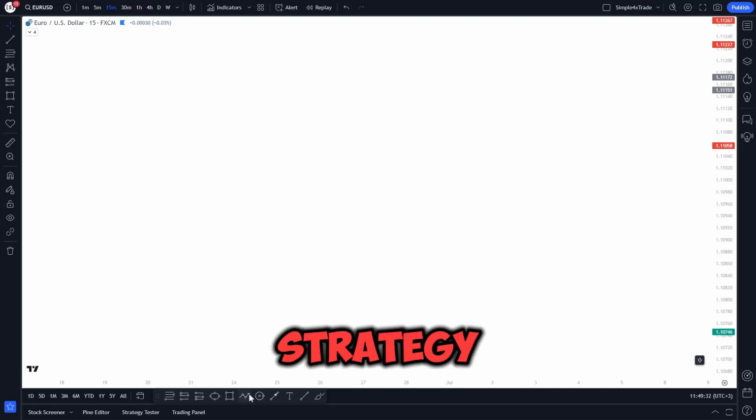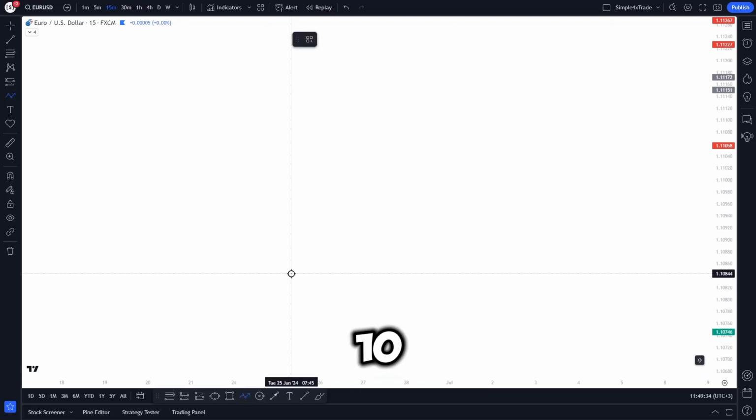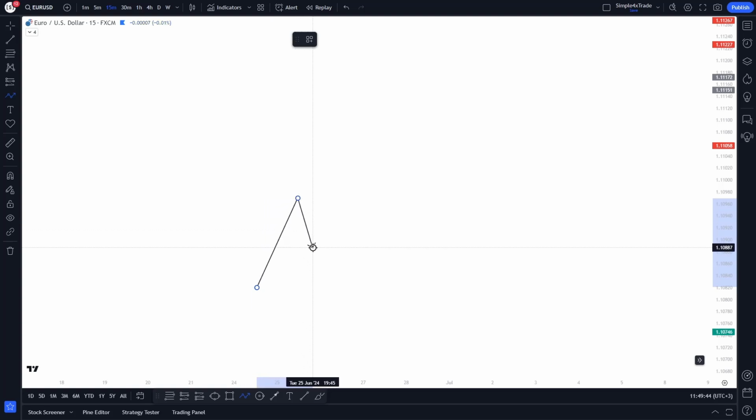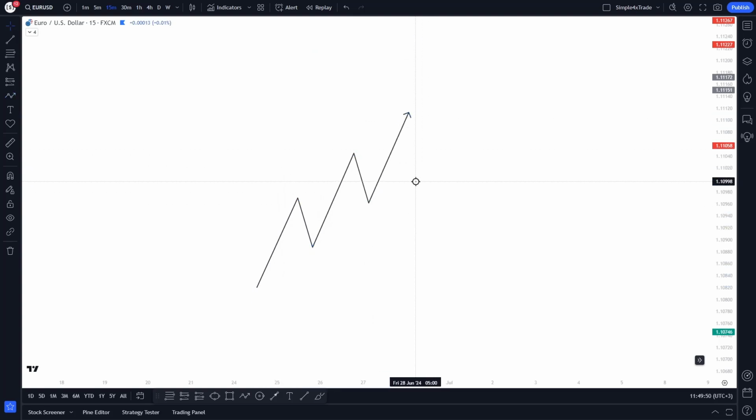I will show you a strategy that allows me to earn 10 to 15% trading Forex every month. This strategy is based on market structure and I trade against the trend. I look at the market structure on the 4-hour time frame, and as we know, the market structure is determined by the creation of new highs and lows.